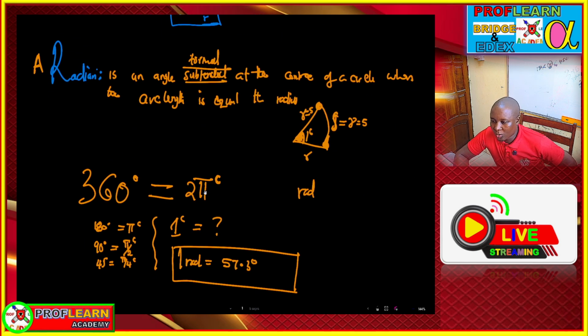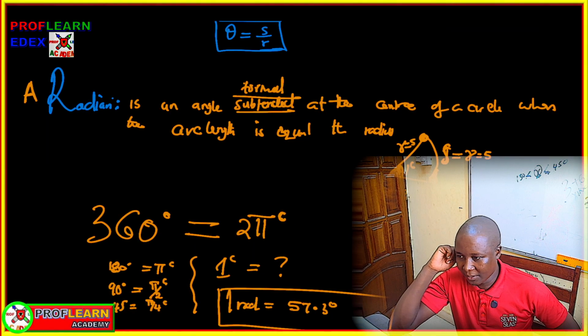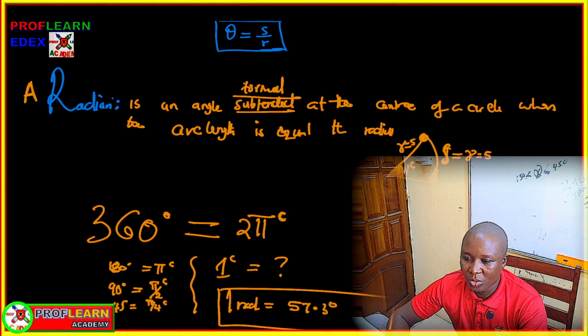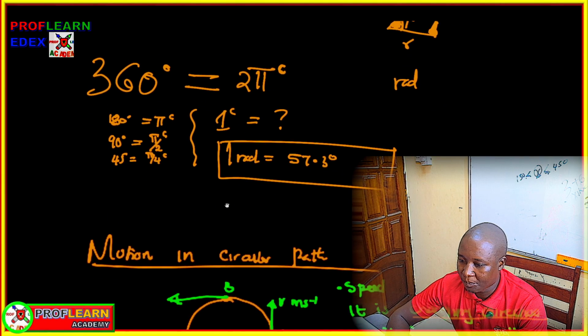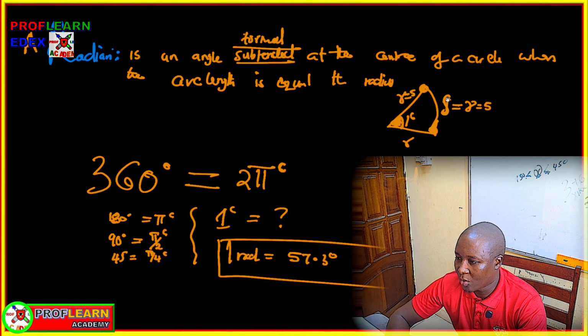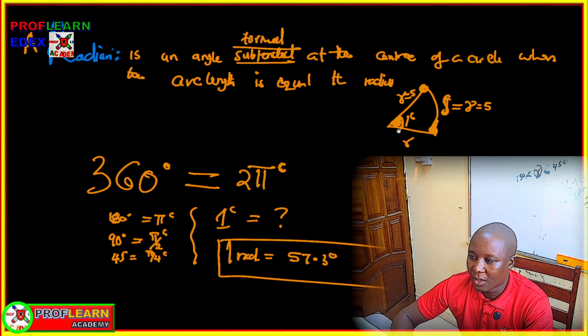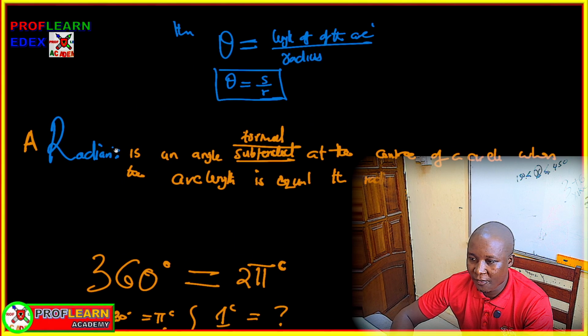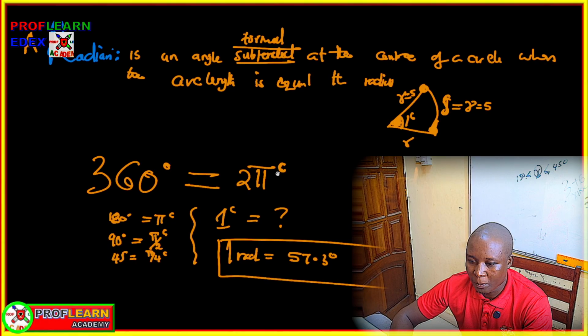Now, you need also to understand what we mean by the term radian. A radian is the angle subtended at the center, the angle formed at the center when the arc length is equal to the radius of that particular circular path. So if the radius is 5 and the distance moved is 5, then the angle formed at the center is termed as 1 radian.